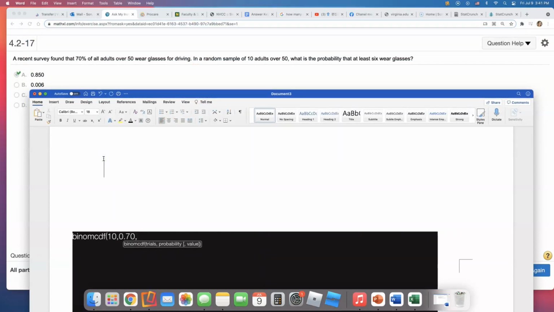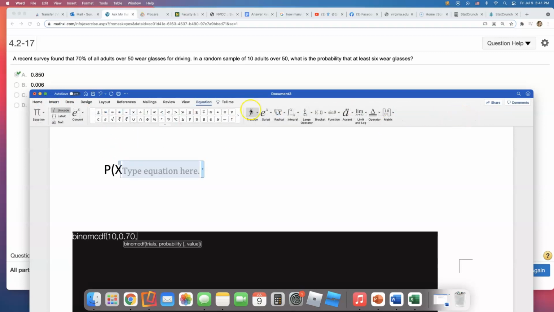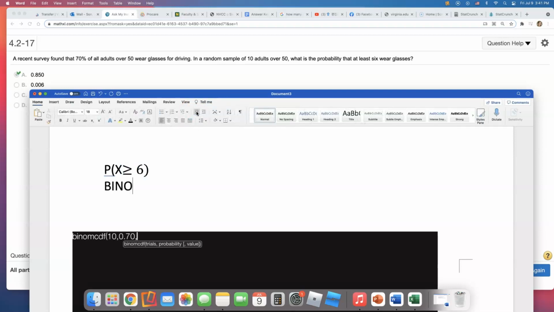Because what I have is the probability that X is greater than or equal to 6. Binomial CDF will only find the probability that X is less than or equal to a certain value, because it's a cumulative, everything to the left of it, not everything to the right of it. So we're going to have to find the opposite of greater than or equal to 6. What is the opposite of greater than or equal to 6? Less than 6, isn't it?